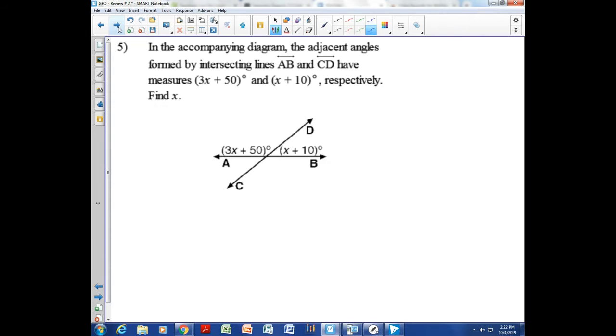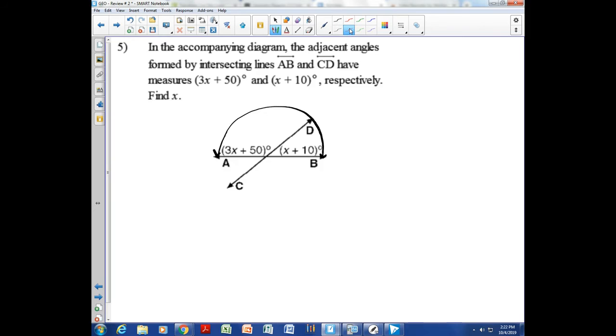In the accompanying diagram, the adjacent angles formed by intersecting lines AB and CD have the measures of 3x plus 50 and x plus 10, respectively. Find x. Well, here's a very similar problem as we had 2 questions earlier, but now we're looking at the 2 angles that are adjacent on the line.